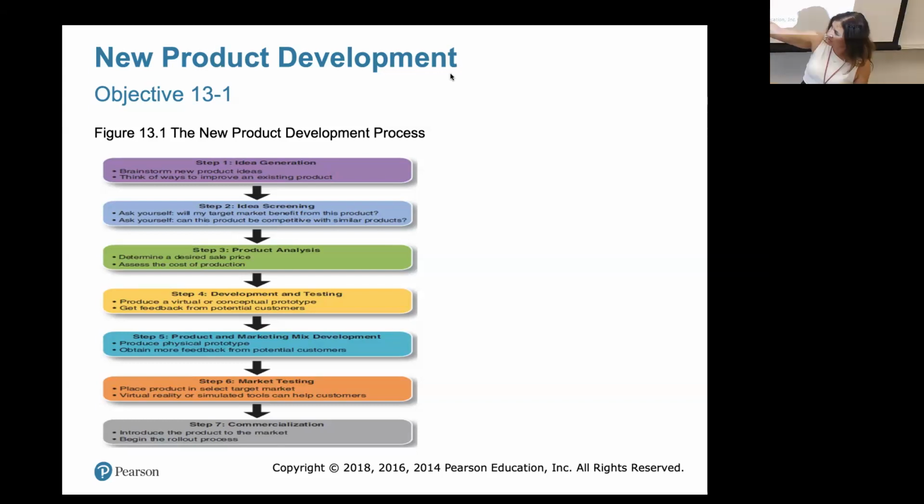And then you test the marketplace product and select target markets and see, do you get any sales, or what does your sales look like in those select markets? And then virtual reality or simulated tools can help customers, right? Depending what you're selling. And then after that, if that's all a go-ahead, then you commercialize it. Introduce the product to the entire market, to your entire target market, and begin the rollout process, right?